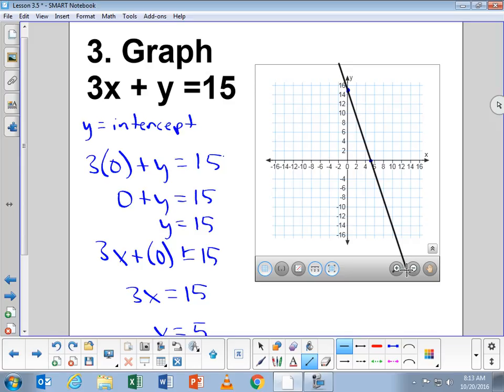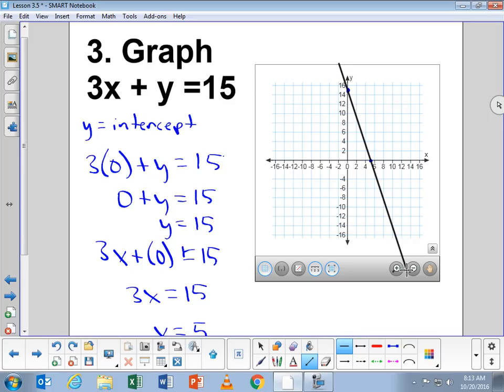How many points does it take to draw a line, to know where the line's going to go? 2. That's all it takes is 2. So if I know where it crosses the x-axis and I know where it crosses the y-axis, I'm going to be good, unless it crosses both of them at the same time, which would be at the origin. So as long as the graph doesn't cross at the origin, then I can use the x and y intercepts.